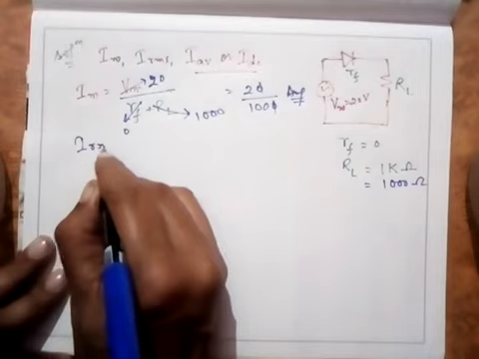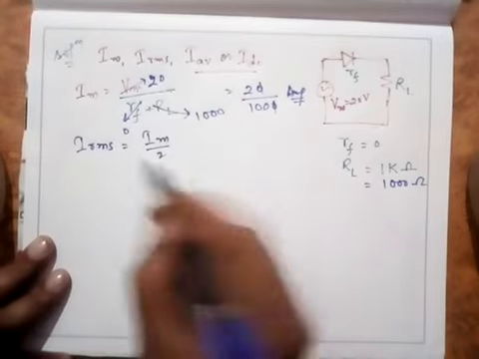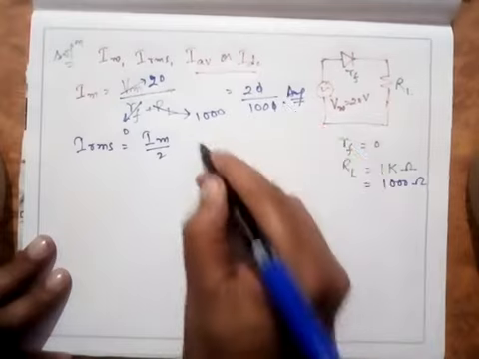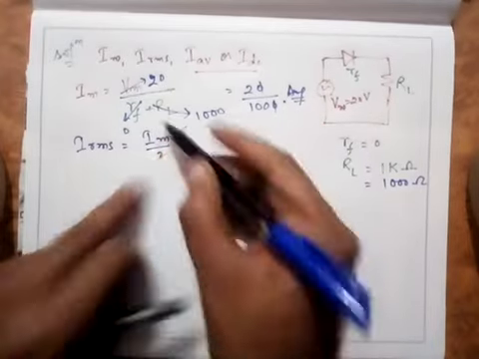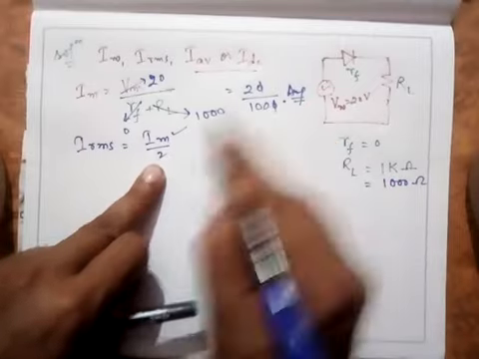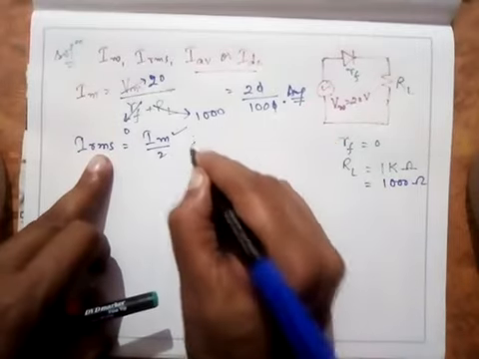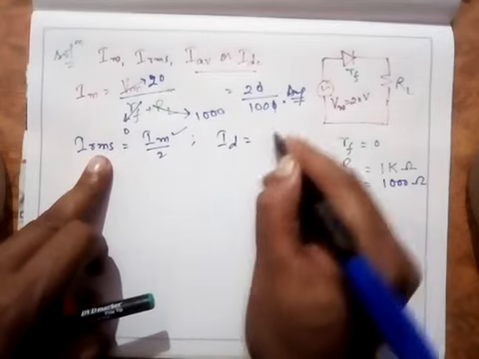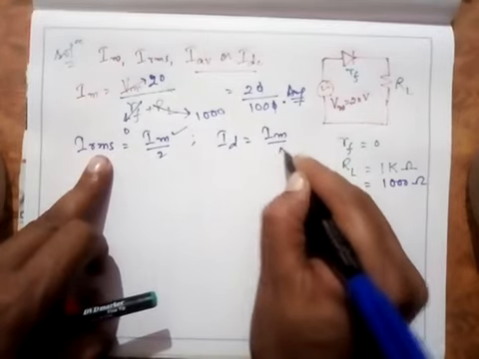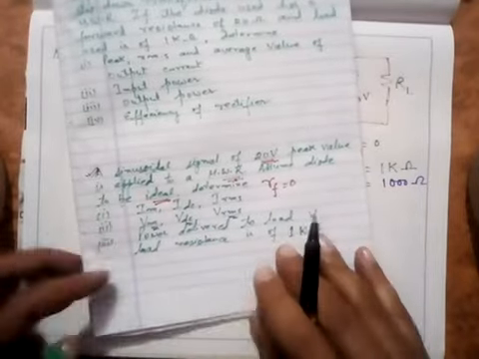Irms is equal to Im by 2. Im you have just calculated. I am not finding the values of this, you simply do it. Next is IDC. You can find IDC. It is equal to Im by pi. First part is done.